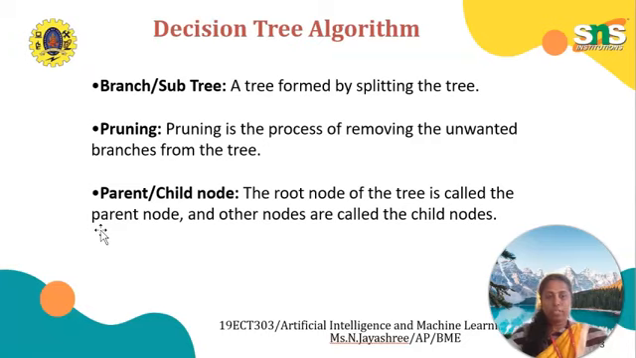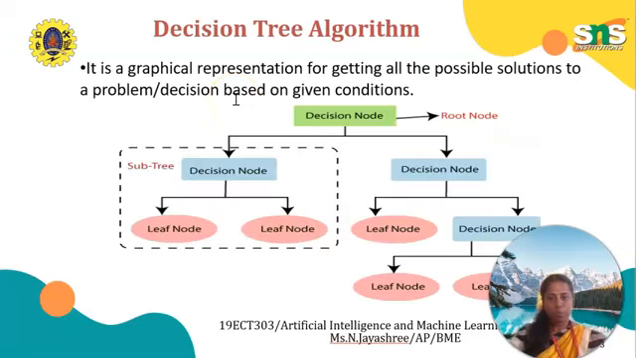I will conclude the decision tree algorithm. It is a graphical representation of getting all possible solutions to the problem or decisions based on the given conditions.